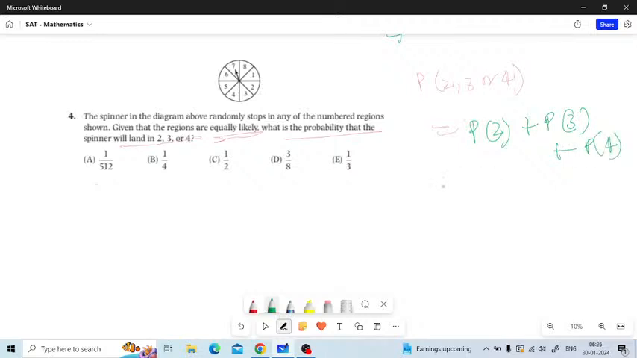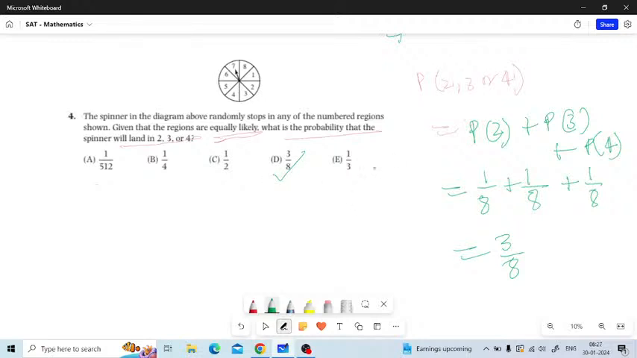So you will get probability of 2 as 1 upon 8. There are 8 numbers, 1 to 8, so if the sample space is 1 to 8, that means 8 numbers are there in the sample space. Similarly, P3 is 1 by 8, and similarly P4 is 1 by 8. So you will get 3 by 8. See the simplicity of the question. 3 by 8, option D is correct.